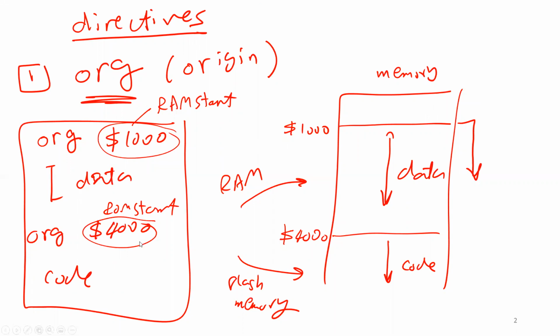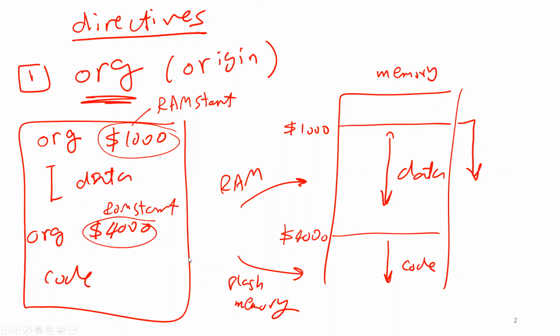So usually our program should have at least 2 orgs, as you see here, guys. One org, for example, here I'm gonna say org 1000, and then you put your data here. What do you mean by data? I mean variables, I mean arrays, everything should be here, okay? And then you can say org, for example, 4000, and then your code, your program is here, okay?